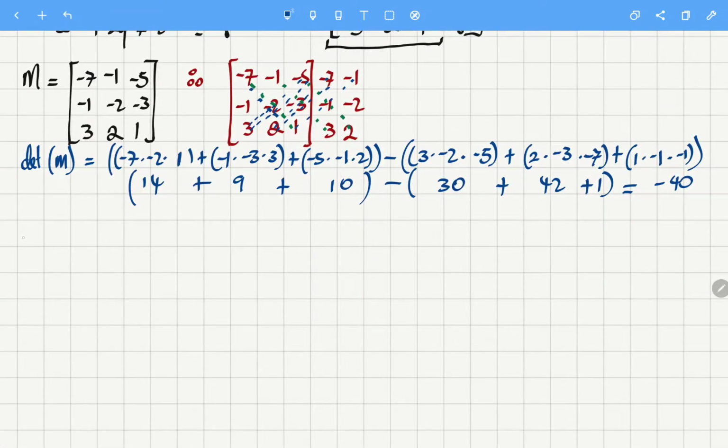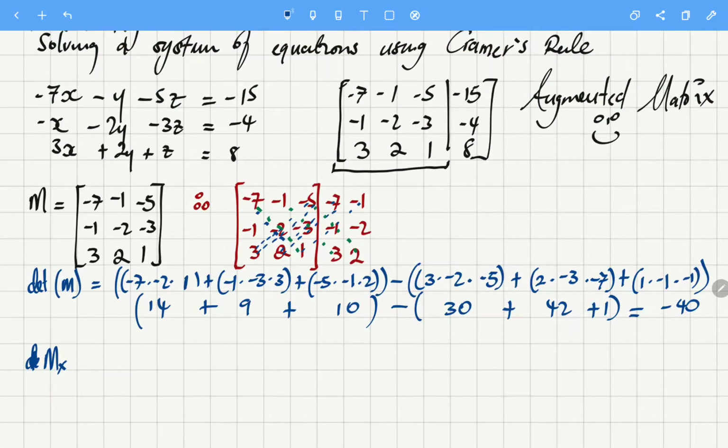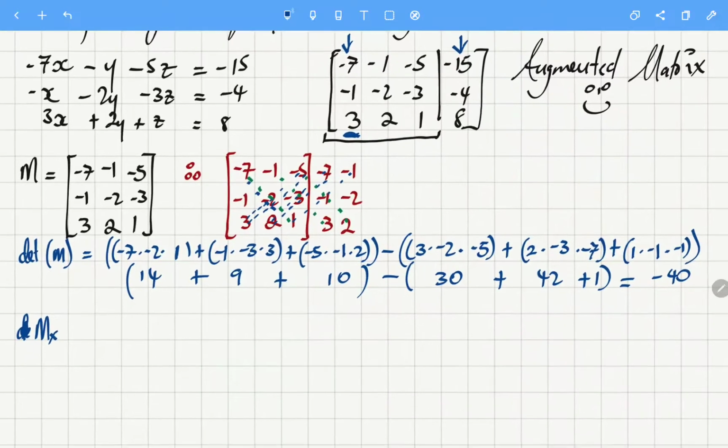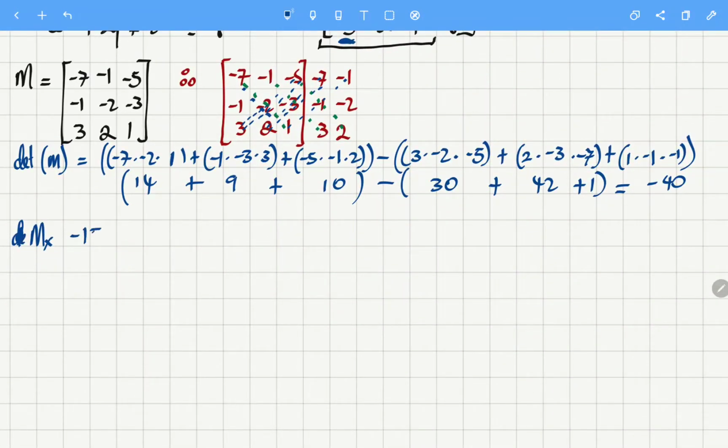The next stage is to find the determinant of the next matrix. I'll call it Mx. What happens here is this column gets shifted to the left, so I get rid of this column, and that one moves from the right to the left. So that'll be minus 15, minus 4, 8; then minus 1, minus 2, 2; then minus 5, minus 3, and 1.